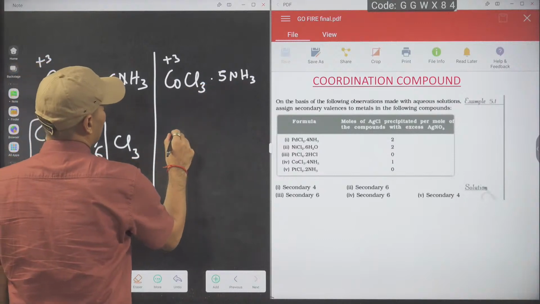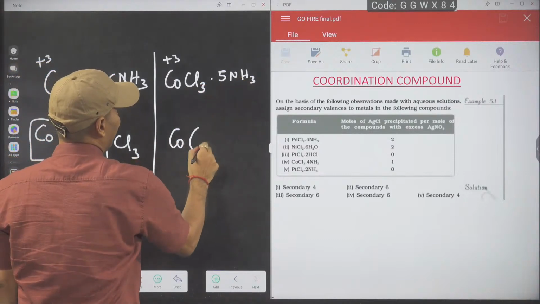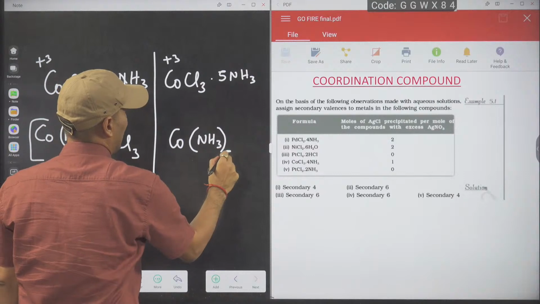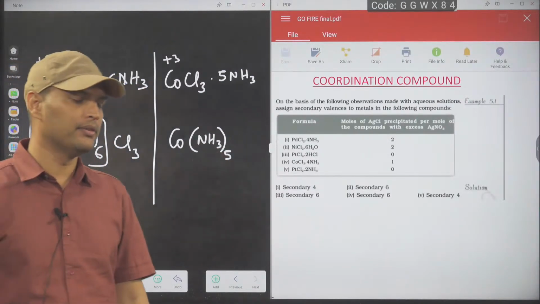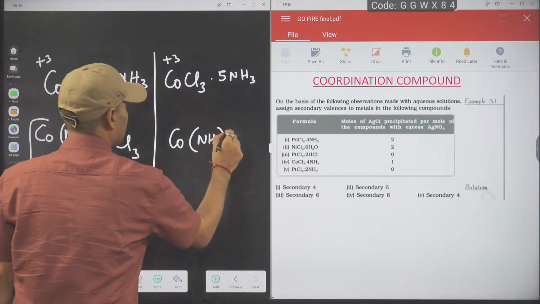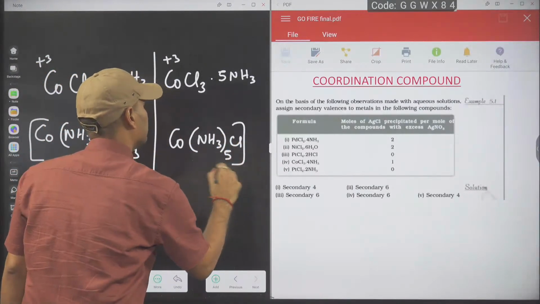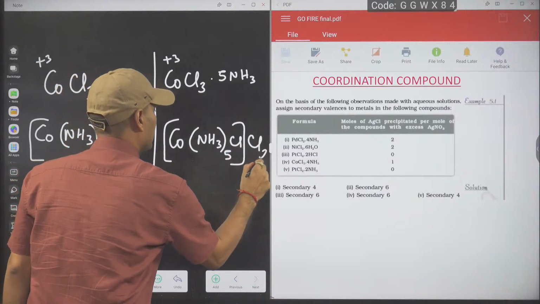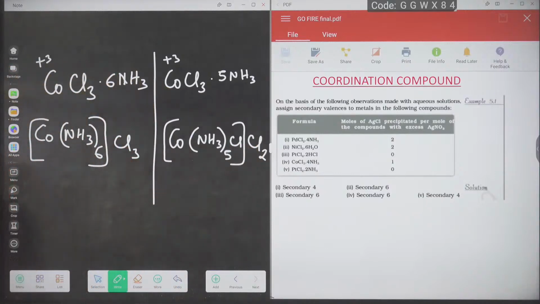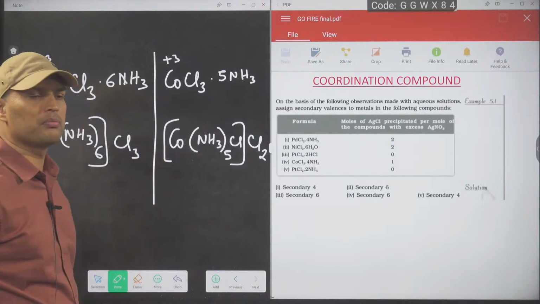Here I will do the same thing. Cobalt, I will take 5 NH3 inside. Look carefully here, I will take 5 NH3 inside. Coordination number is 6, right? So take one Cl also. How many Cl are left? Cl2. So can everyone write the formula like this?